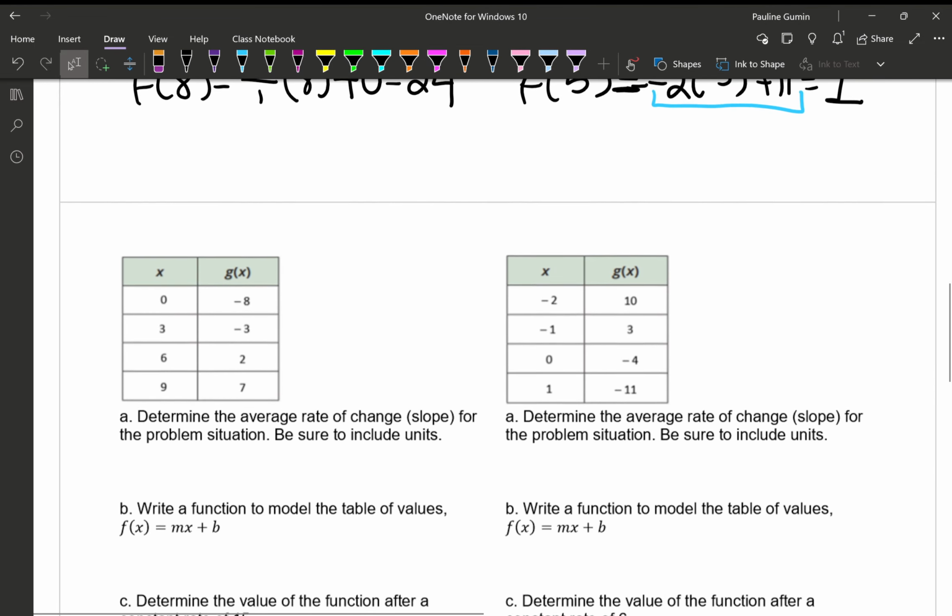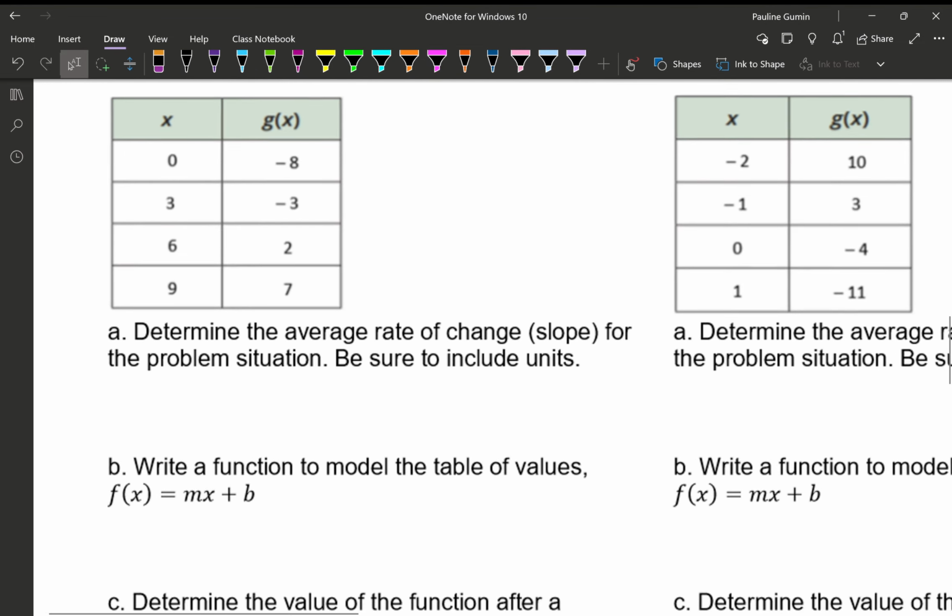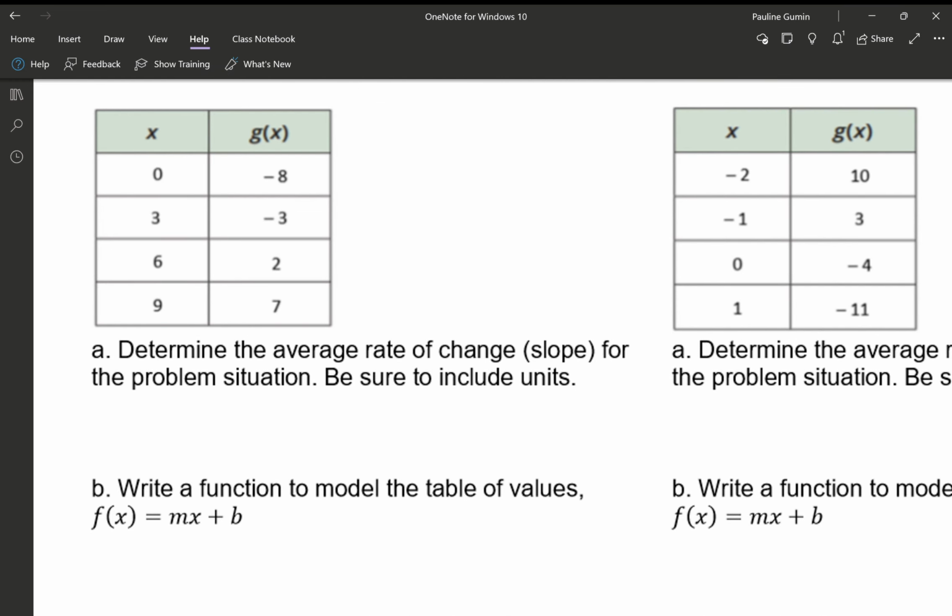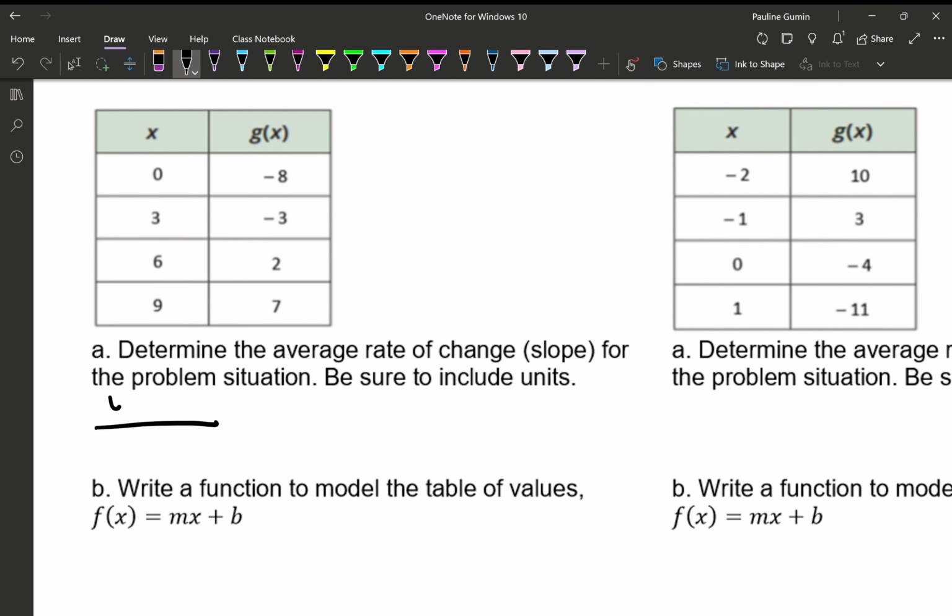Let's take a look at the next one. Determine the average rate of change for this problem. Okay, let's do it again. Second y minus first y over second x minus first x.